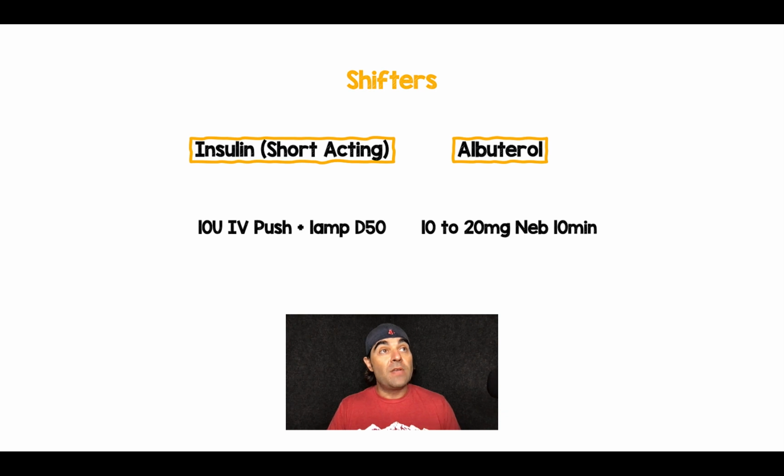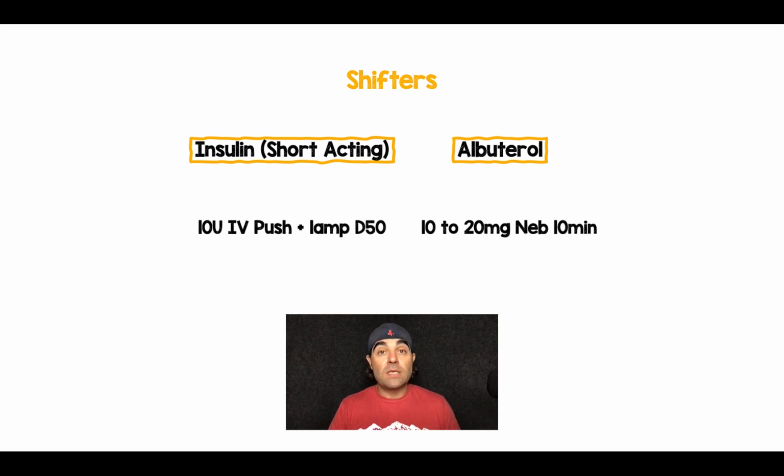Now, there is some evidence that maybe in patients that are dialysis patients, maybe 5 units of IV push insulin is all that's needed. I'll let you make that decision based on an individual basis. For albuterol, we're talking big dose, 10 to 20 milligrams given as a neb over 10 minutes.